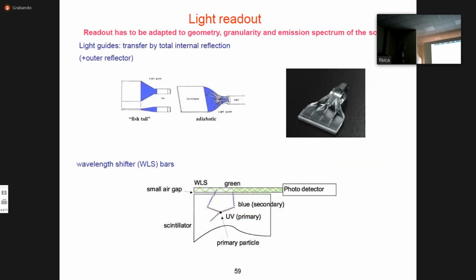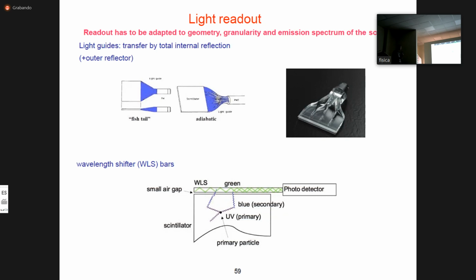So, sometimes it's very important to connect. As you can see, you have a scintillator and you have a photodetector. You have to connect them properly in order to receive all the light which is produced during the ionization process, excitation process, when the ionizing particle passes through this scintillator.